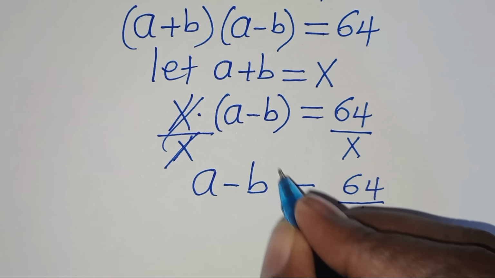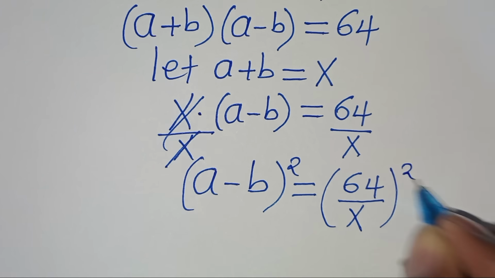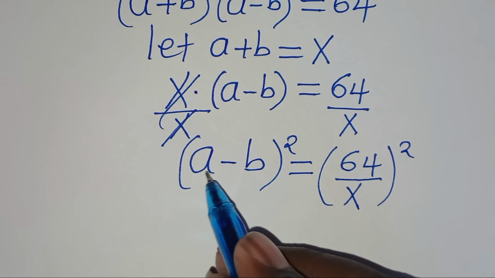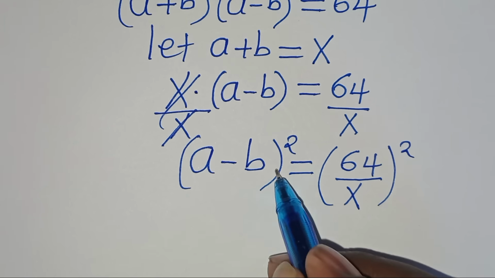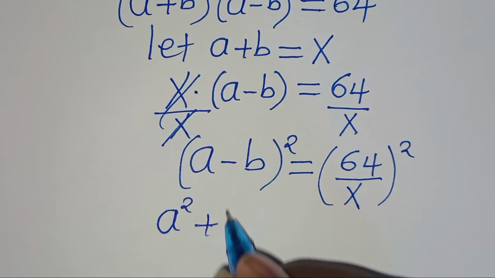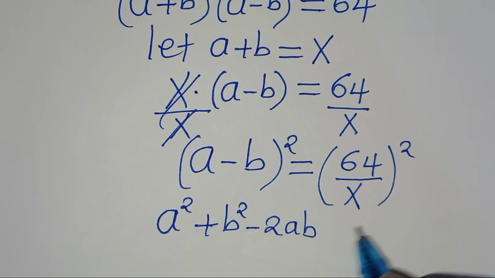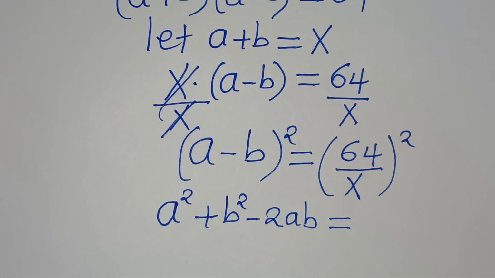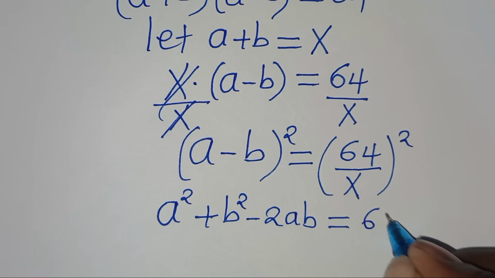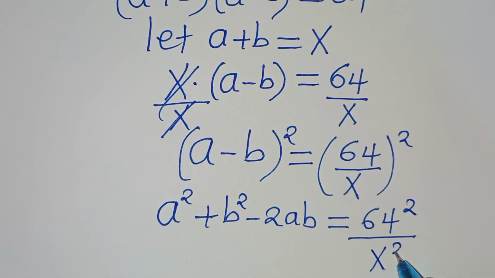The next step is to square on both sides. Let's square on both sides, so that now we have a minus b to the power of 2. So let's expand this. This is the same thing as a squared plus b squared subtract 2ab. This is equal to 64 raised to the power of 2 divided by x to the power of 2.